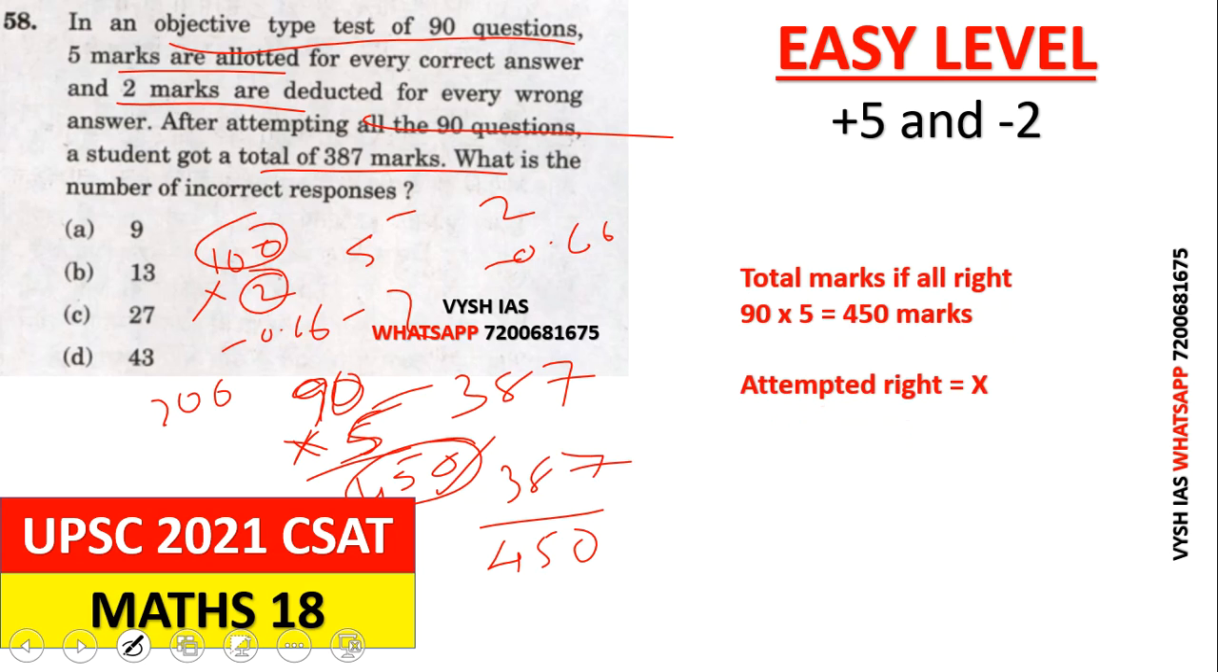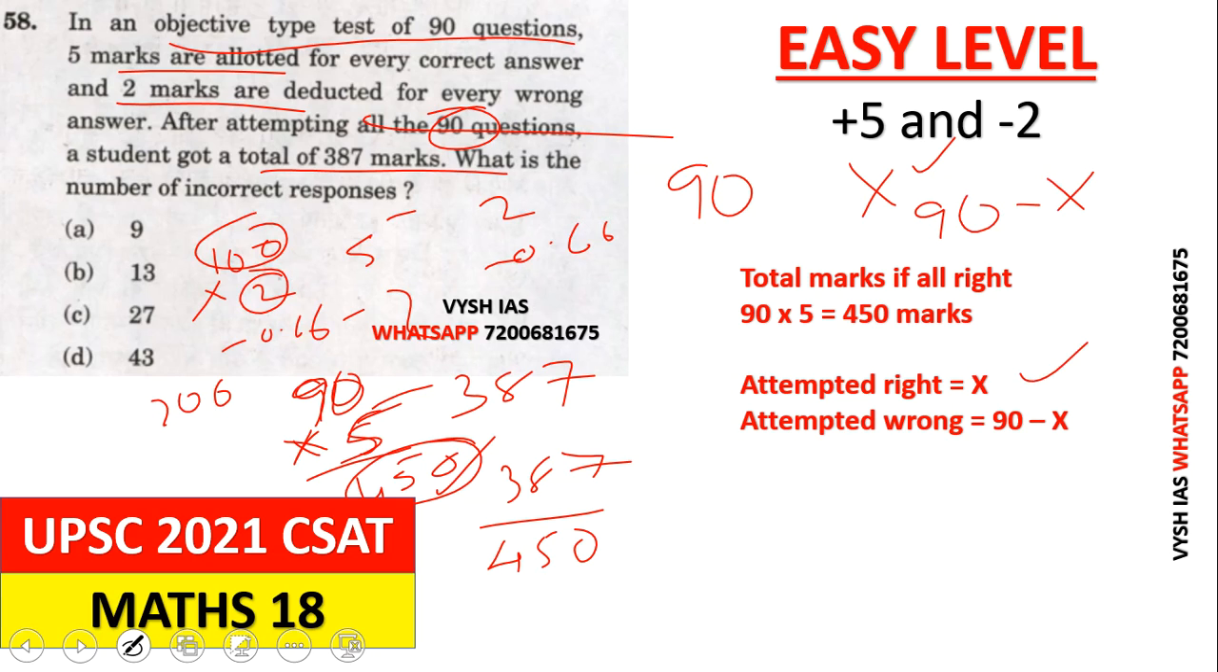So I listed it down here. Suppose he attempted X questions correctly. So what is the number of wrong ones? Because he attempted all questions, that's what they're telling. 90 questions, X was correct. So how many were wrong? 90 minus X. 90 minus X is the wrong.